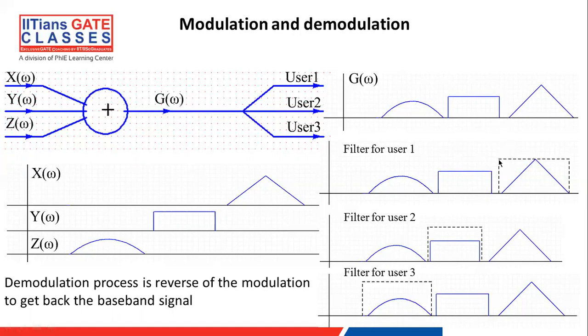So I will use a bandpass filter and reject these two. For user 2, I will use a bandpass filter which looks like this and filter out these two. And for user 3, I will use this kind of bandpass filter and filter out these two. So again, with the help of modulation, I'm able to transmit multiple signals in a single channel. This is also called frequency division multiplexing.